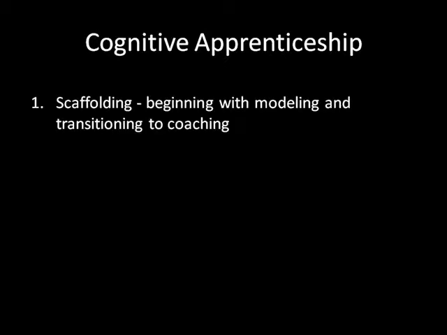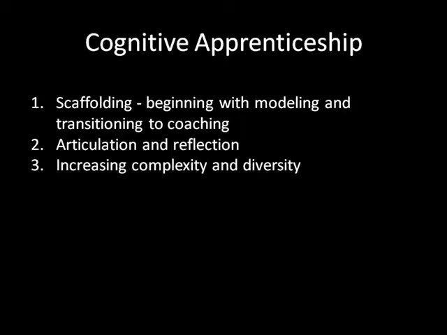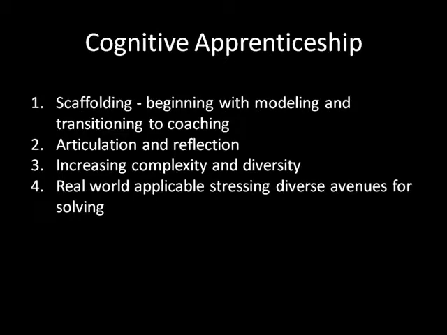Four of the many pillars of cognitive apprenticeship are: 1. To scaffold students beginning with think-aloud modeling and transitioning to coaching. 2. To encourage students to cooperatively articulate aspects of problem solving and to reflect upon how their approach compares to a given model. 3. To increase the difficulty and diversity of problems so that students become accustomed to adapting their methods. And 4. To implement real-world problems that require students to compare various avenues of solving.